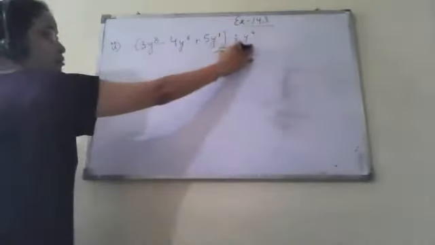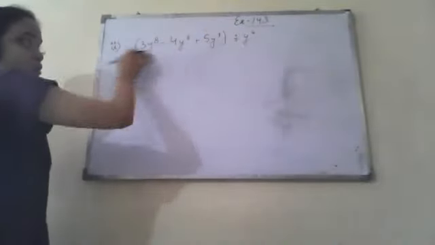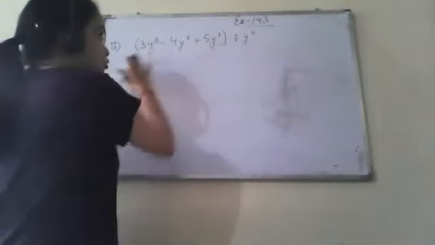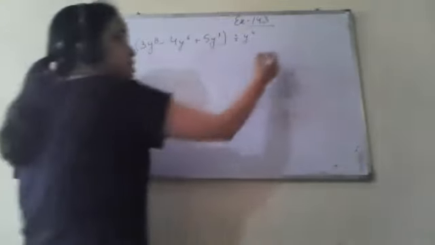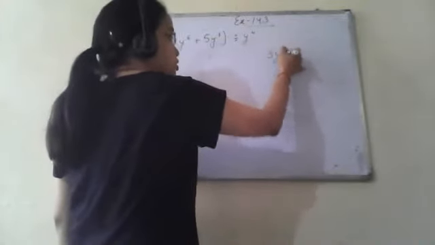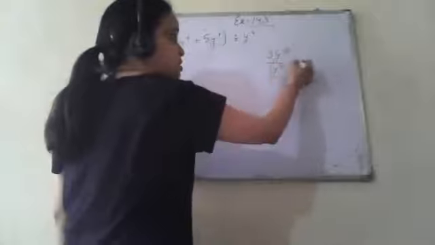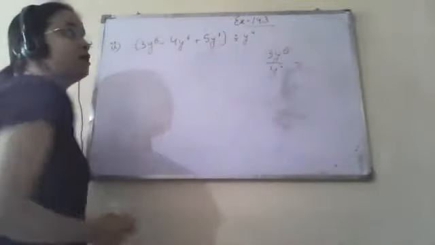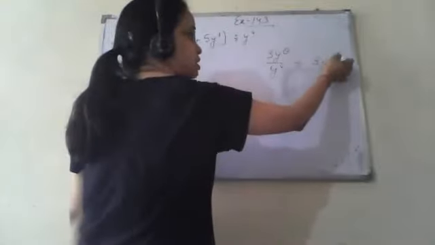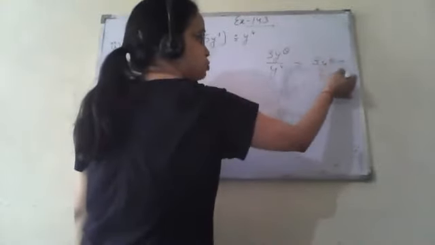Now we have to take 5y raised to power 4 from this. If we are taking y raised to power 4 from this expression, it means I am dividing this expression by y raised to power 4. So what will it become? It will remain 8 minus 4, so it will become 3y raised to power 4.